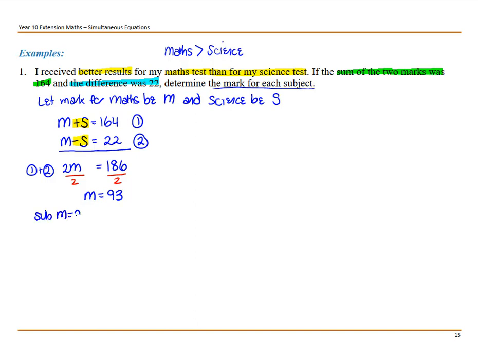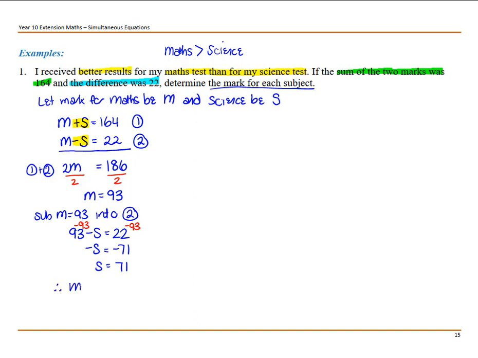Sub M equals 93 into equation 2, because it's got smaller numbers. So 93 minus S equals 22. Take away 93 from both sides. Minus S equals 22 minus 93. In hindsight, I should have probably plugged into the other equation. I wouldn't have had to deal with the negative. So if negative S is negative 71, S must be 71.